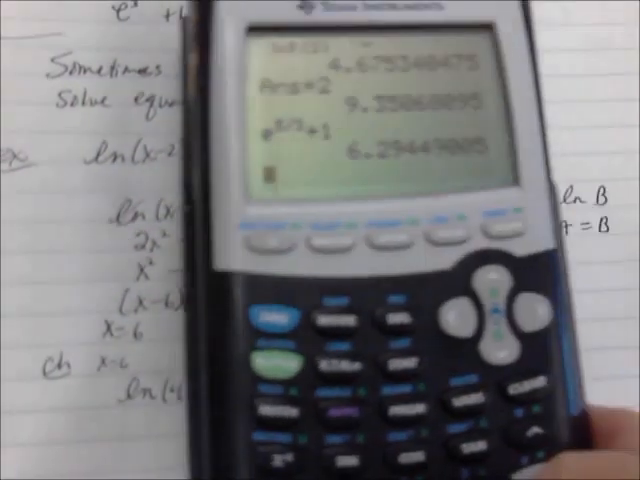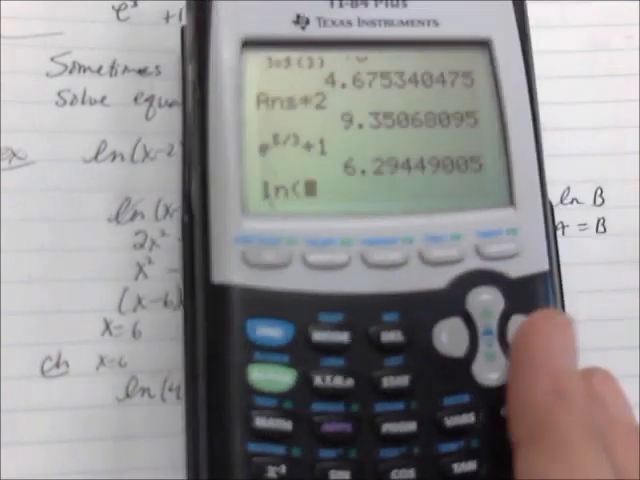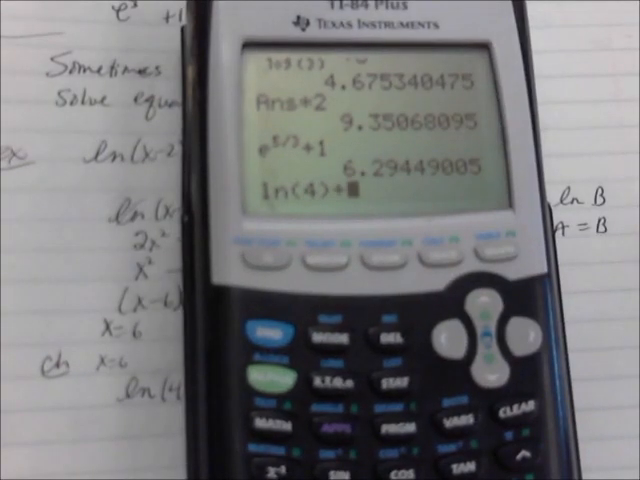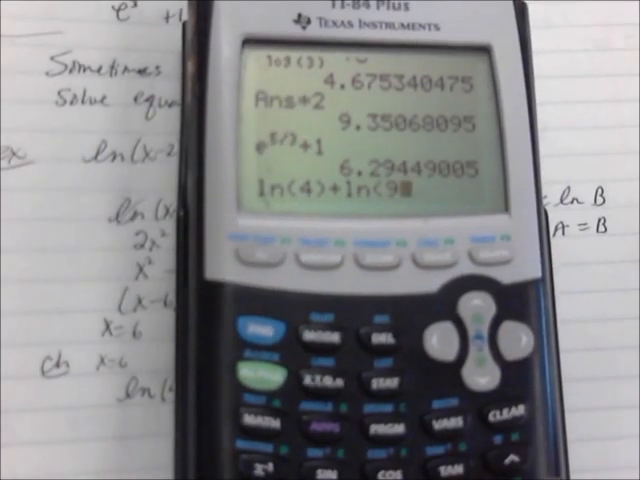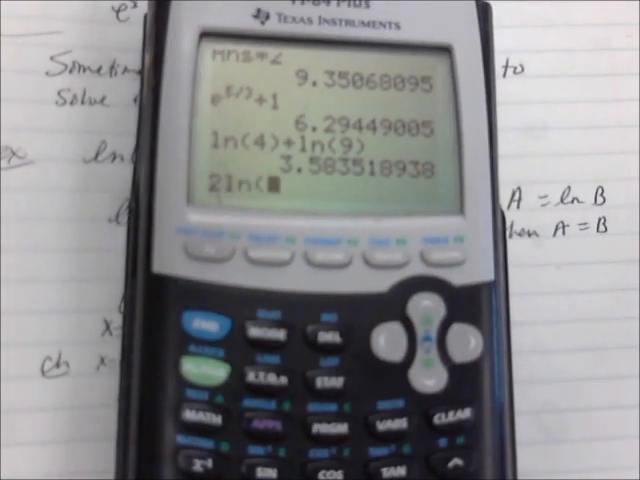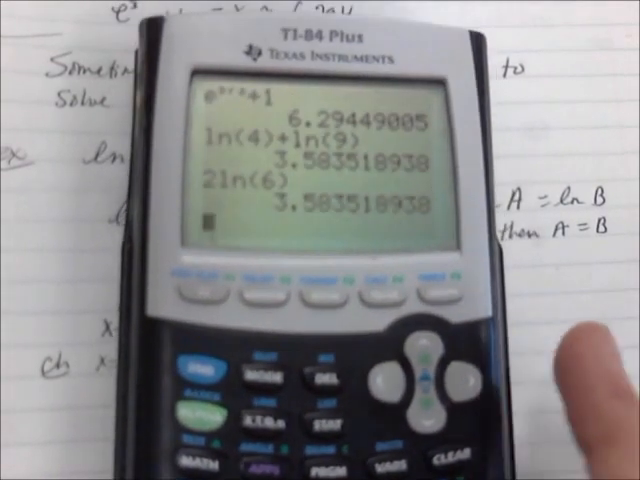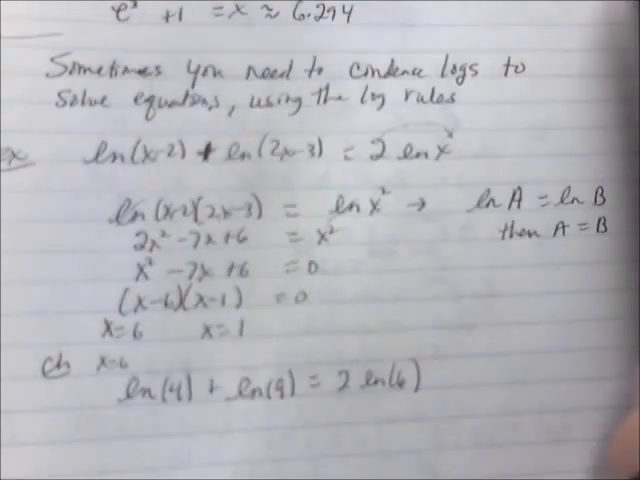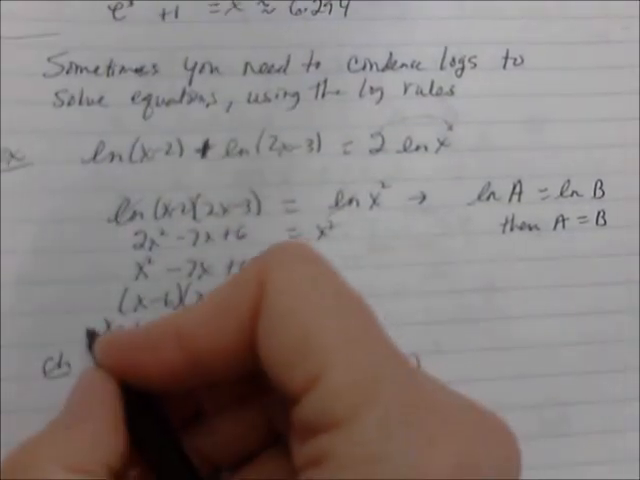So we can put that into our calculator. Does the natural log of 4 plus the natural log of 9, whatever that may be, equal 2 times the natural log of 6? That's our little check. And those two numbers are the same, so this one checks. x equals 6 is good.